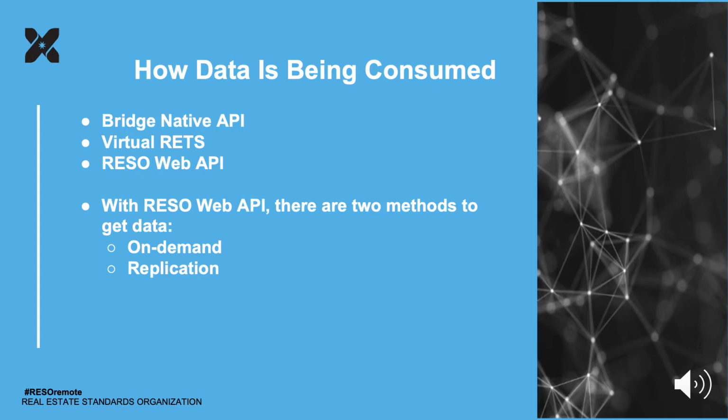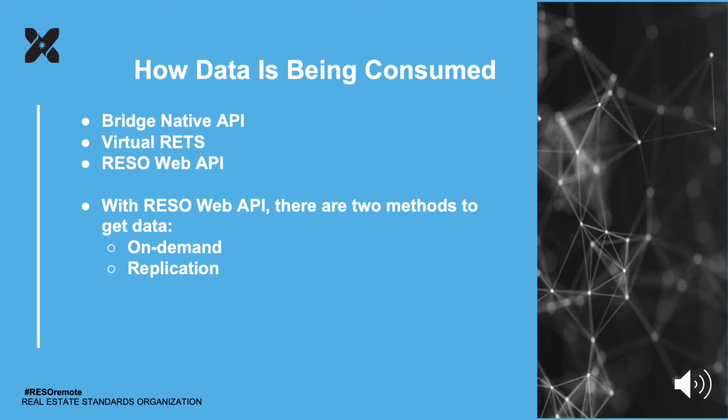On our platform, there are three data transports that consumers can choose from. There's the Bridge Native API, Virtual RETs, and the RESO Web API. The Bridge Native API is our original proprietary API that's been available since before the RESO spec was implemented. It's just a simple, RESTful web API familiar to most software developers.